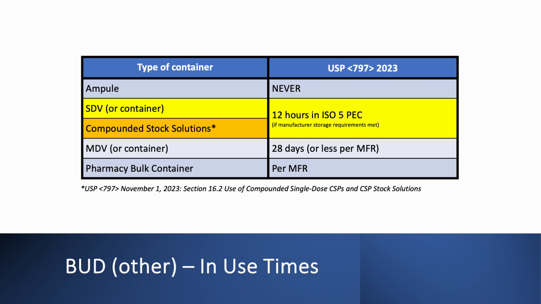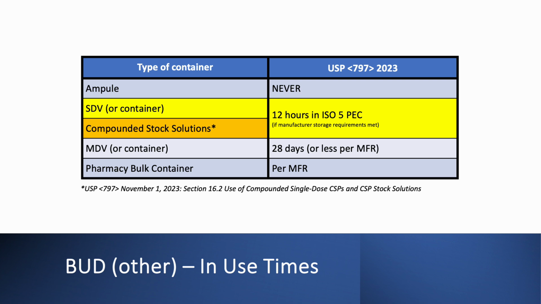For an ampule, when opened, it must never, never, never be reused. Once an ampule is opened, it must be used and discarded immediately. A single-dose vial, if opened in an ISO 5 PEC, may receive a 12-hour beyond use date. However, it must still be stored per the manufacturer's direction. So if it must be refrigerated, it must be removed from the PEC and stored back in the refrigerator if it's intended to be reused. For compounded stock solutions, we'll go over that in the next slide. A multi-dose container receives a beyond use date of 28 days unless it's less by the manufacturer's recommendation.